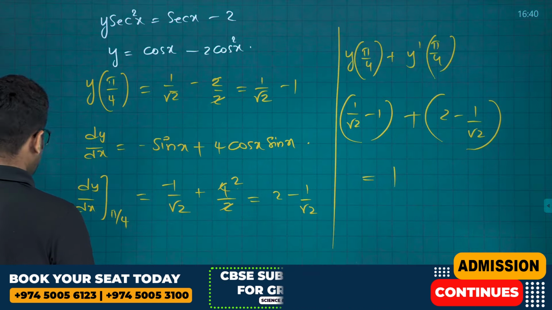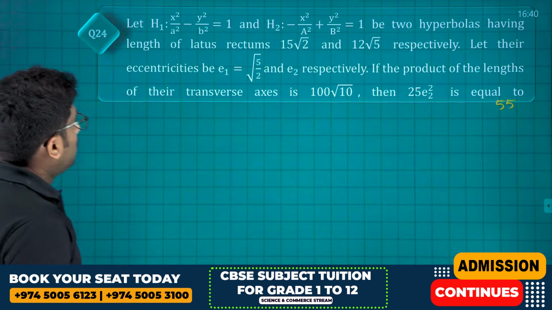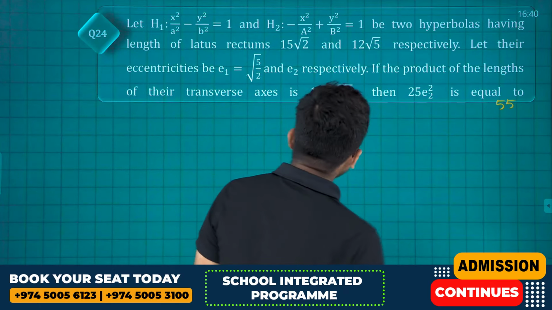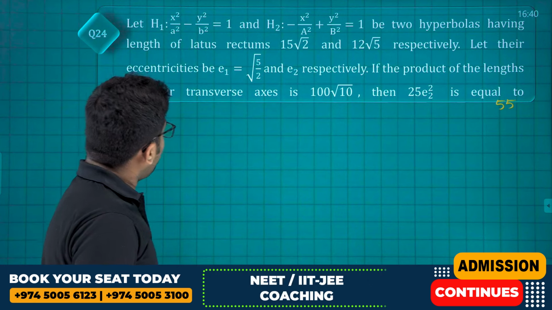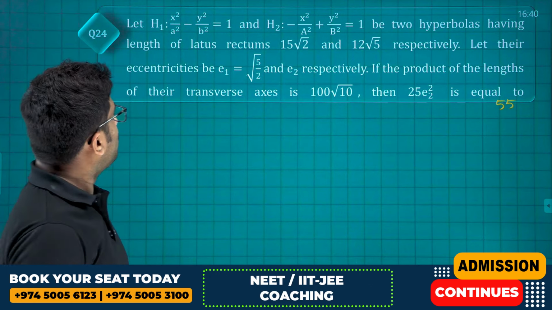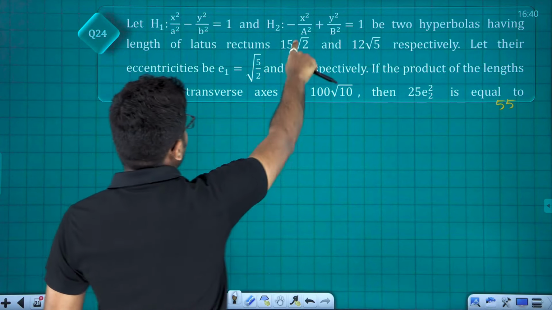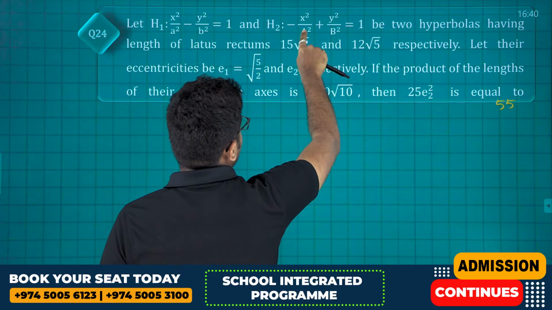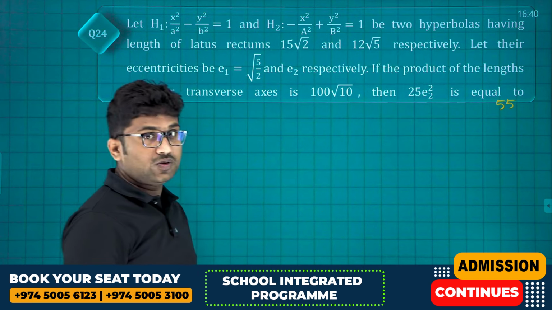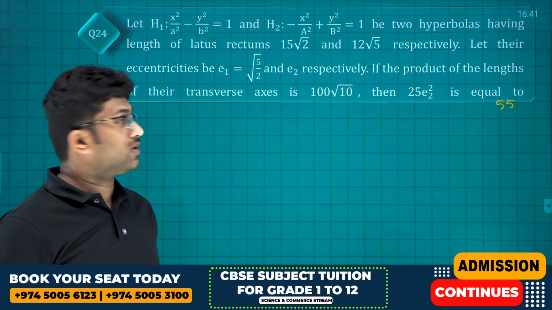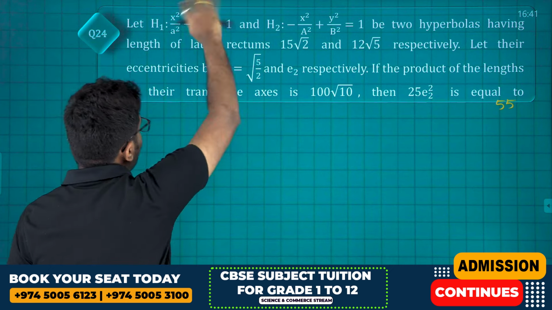Next question. Question from conic sections. We'll see this. There are two hyperbolas. One is transverse hyperbola. The other is conjugate hyperbola. Please look here. It is minus x square by a square. So when you multiply both sides with the negative, it becomes x square by a square minus y square by b square is equals to minus 1. So it is conjugate hyperbola, the other is transverse hyperbola.